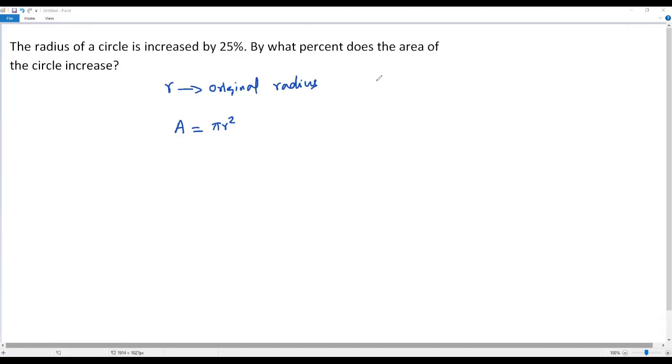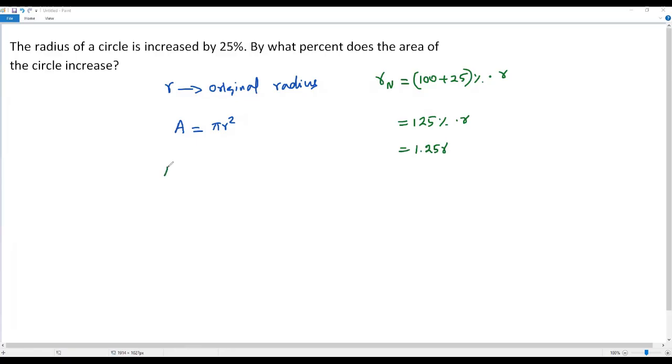Okay, now let me calculate the new radius that is equal to, so we have to add this 25 to 100. Because we increase the original radius by 25%, we have to add this 25 to 100 percentage times the original radius r. Here when I add this, I'm getting 125, that is 125% times r. When I convert this 125% to decimal, I'm getting 1.25, that is 1.25 times r.